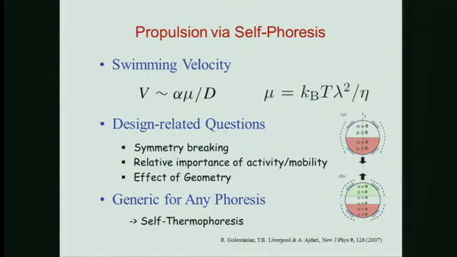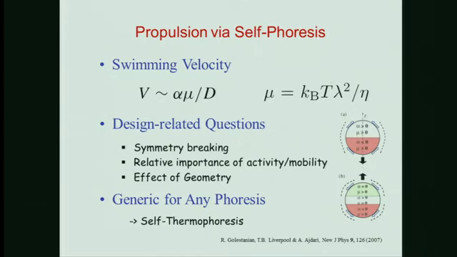You just need to use the right transport coefficients here, and there you have your velocity straight away, apart from the prefactor, which depends on the geometry. Because it's so simple, you can ask all kinds of questions about the right type of symmetry breaking. Do you always have to have symmetry breaking in the activity, as I had in the earlier sketch, the catalyst, or is it sufficient to have symmetry breaking in the mobility?